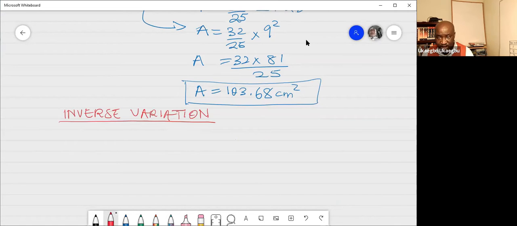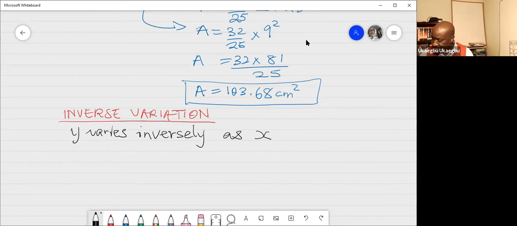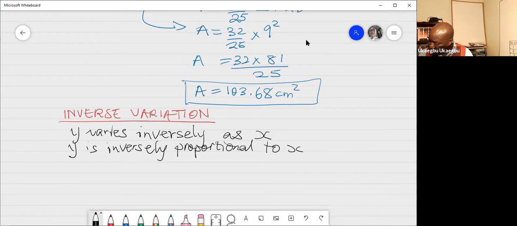I'm going to use X and Y. You can say that Y varies inversely as X. Or you can say Y is inversely proportional to X. These two statements are exactly the same thing. They mean exactly the same thing.